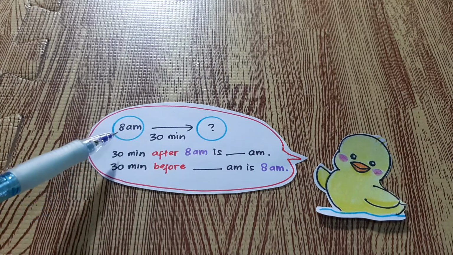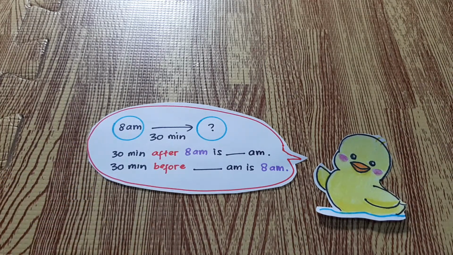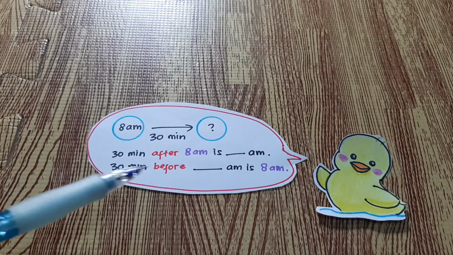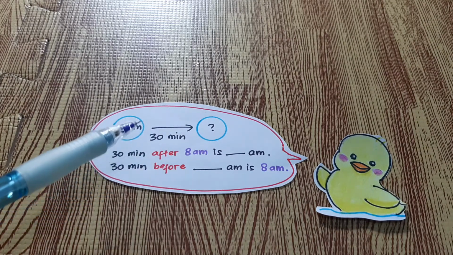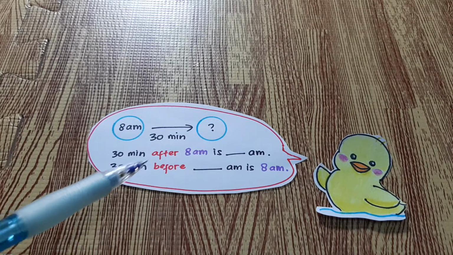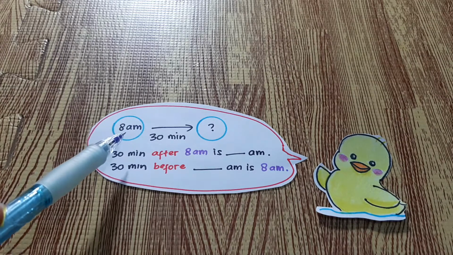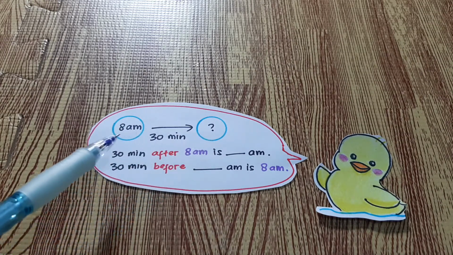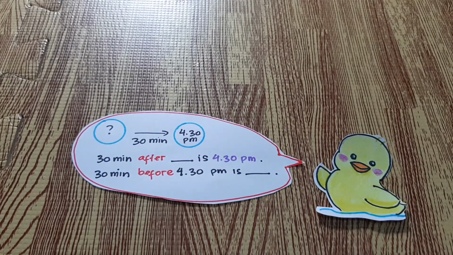30 minutes after 8 a.m. is, yes, 8:30 a.m. So 30 minutes before, it means you go backward from 8:30 to here, which is 8 a.m. So 30 minutes before 8:30 is 8 a.m. So it's actually like vice versa: after this clock is this, before this clock is this. Do you understand? Next, this one.